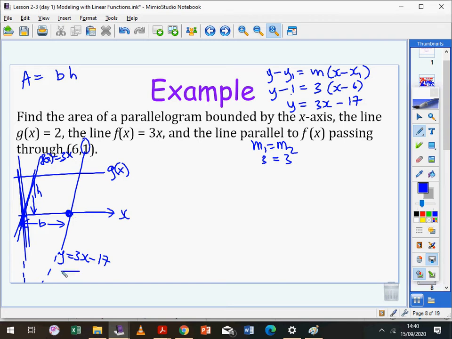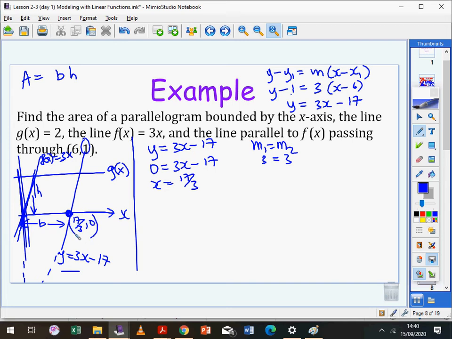The x-intercept of that equation is the value where the output value is 0. So if y is equal to 3x minus 17, set output equal to 0, then I'm going to find the x-intercept as 17 over 3. Right? So I know this point here is 17 over 3, y is 0. What else do I need to find? I need to find this point here of intersection of the two functions, because the y value of that point will give me the height of the parallelogram. So in order to find that point of intersection, I'm going to set the functions equal to each other.